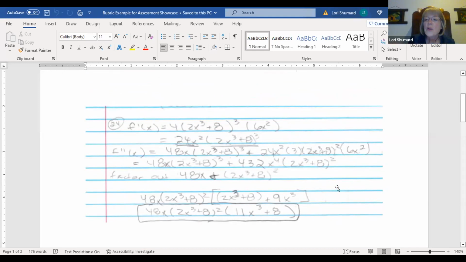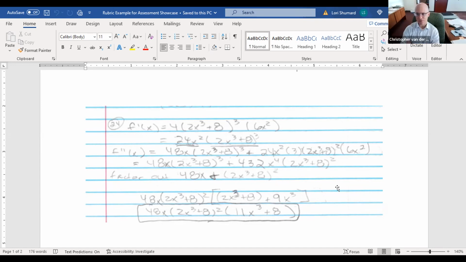At least it lets them know, how far did I get? Okay, here's where I messed up. And like I said, I always give them the solutions, even if it's multiple choice questions, so they can always go back and look and see how far they got. Because if you don't learn from it, you just get a grade and move on.